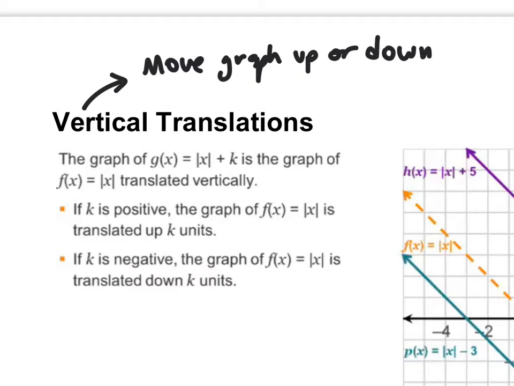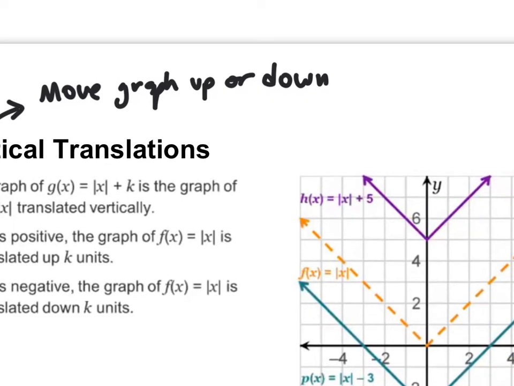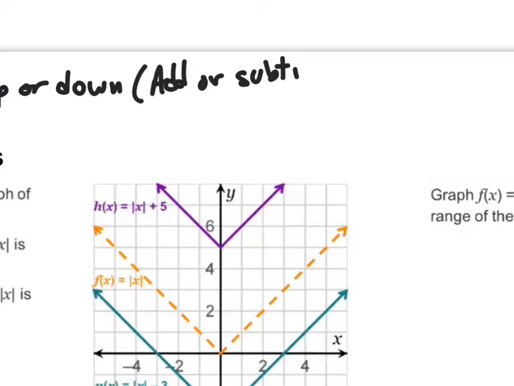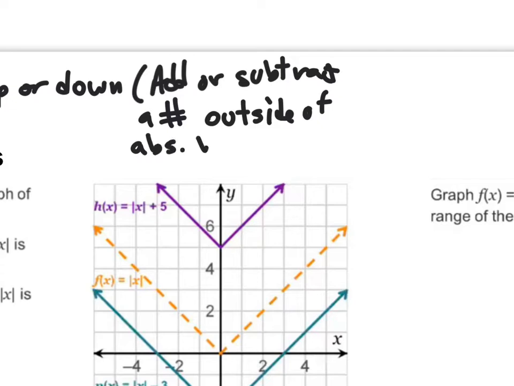If k is positive, then the graph is moved up that number of units. If k is negative, then the graph is moved down that many units. So when we have a vertical translation, when we move the graph up or down, that means that we add or subtract a number outside of the absolute value symbol.